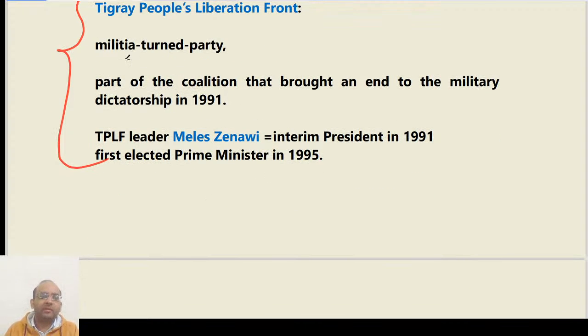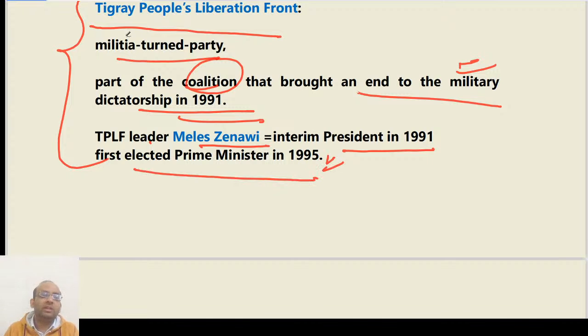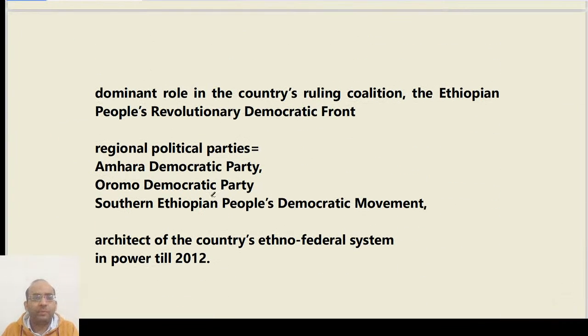So this militia turned party was part of a group of parties that brought an end to the military dictatorship in 1991. Basically, there were a large number of parties which fought the military dictatorship, and this Tigray People's Liberation Front leader Meles Zenawi became the interim president in 1991 and first elected prime minister in 1995. So this party has the power in Ethiopia. This party plays the dominant role in the country's ruling coalition.